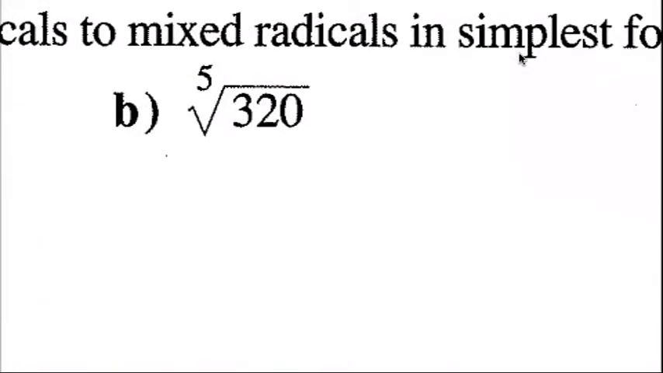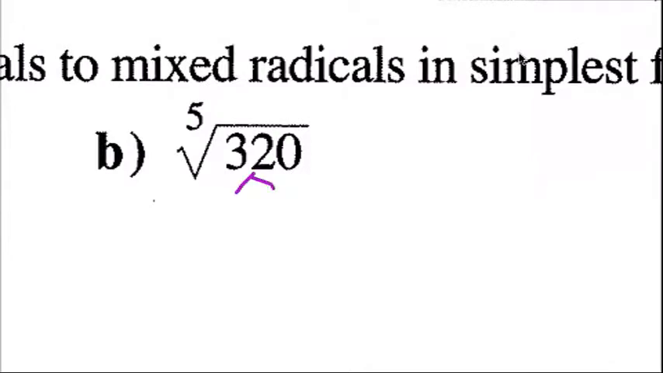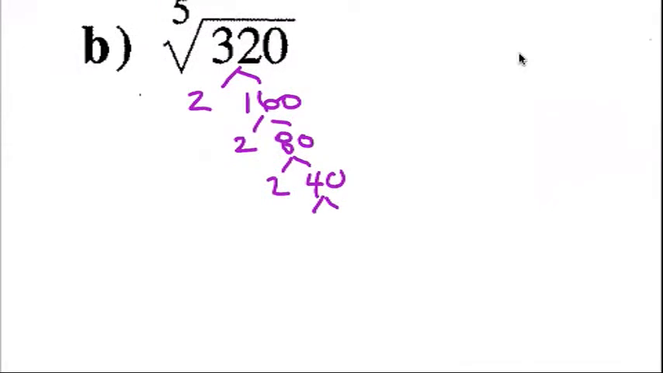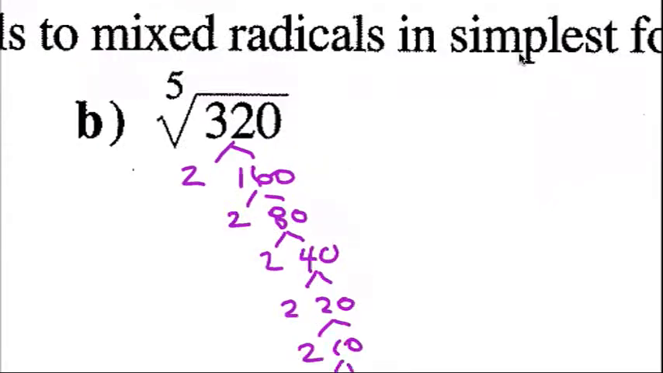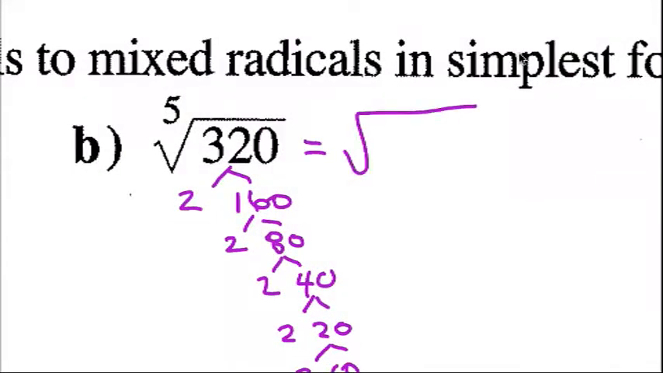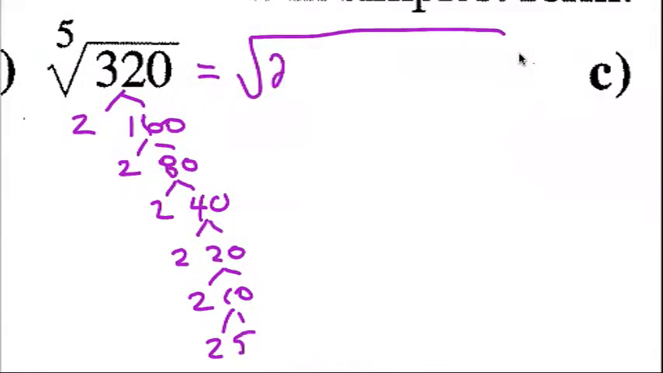So I would need to know some perfect fifth roots. Well, I know a couple, but I'm pretty sure you might not. And you might be able to figure 1 or 2 off the top of your head fairly quickly. So this is where prime factorization really comes into play. 320 divides by 2 to give me 160. 160 divides by 2 to give me 80. We've done this already, so we know what it is. 2 and 40. 2 and 20. 2 and 10. 2 and 5. So I know that 320 is the same as 2 times 2 times 2 times 2 times 2 times 2 times 5.